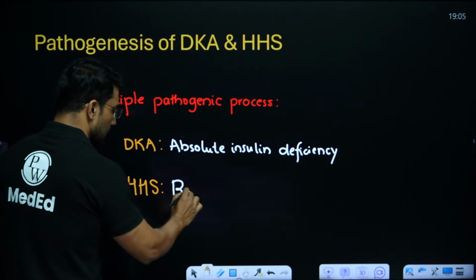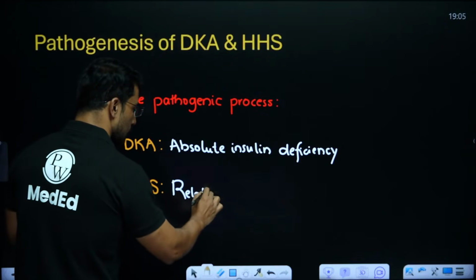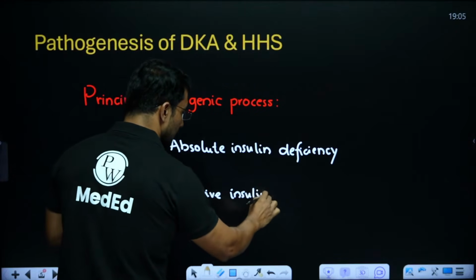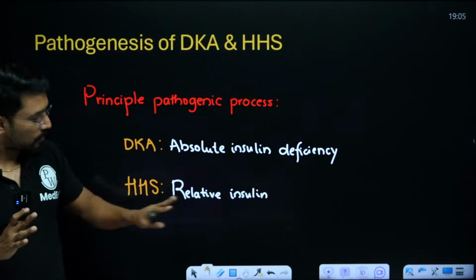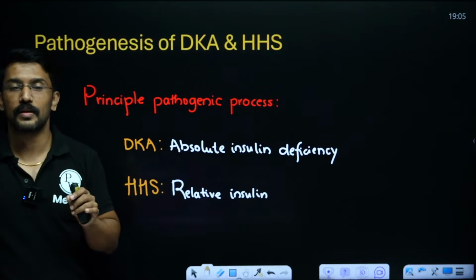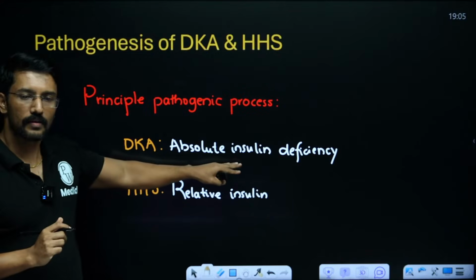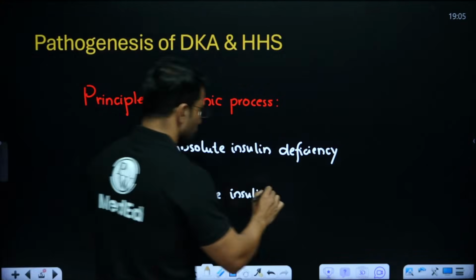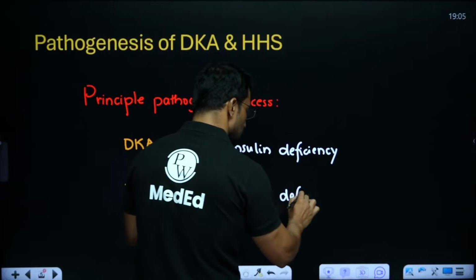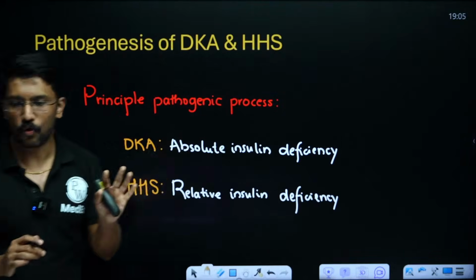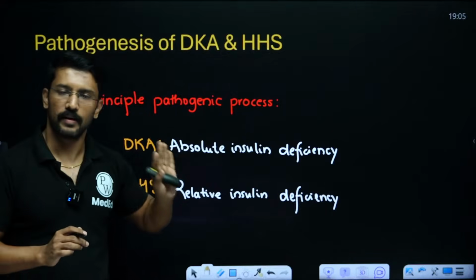In HHS, the main pathological process is triggered by relative insulin deficiency. Means जितना इंसुलिन चाहिए बॉडी को उतना तो नहीं मिल रहा है, but थोड़ा बहुत मिल रहा है. जितना चाहिए उतना नहीं मिल रहा है. But in case of DKA, there is no insulin production at all, right? So there is relative insulin deficiency in case of HHS. Yes, DKA is more common in type 1 diabetic patients.